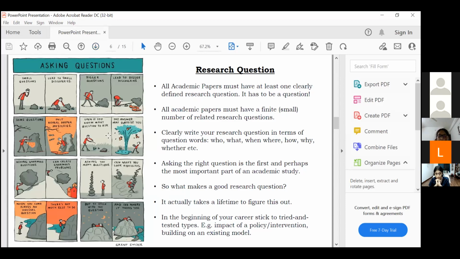But remember, whatever you choose, you should clearly state it, and clearly state it multiple times over the course of your paper. So ask the research question very clearly at the beginning of the paper, and then remind your reader whenever you need to that this was the question you had asked, and that's what you're trying to answer.